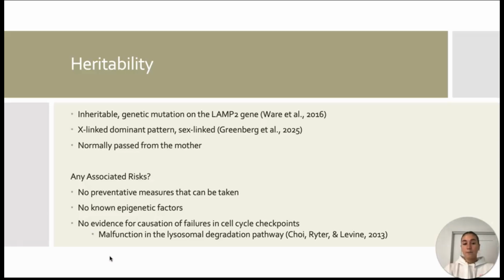So, are there any associated risks? Basically, are there severe epigenetic factors that you can avoid? And unfortunately, there's no preventative measures that can be taken. So when a mom finds out that she has this disorder and she has kids or wants to have kids, there's no way for her to prevent herself from passing those on. There's nothing that she can do for herself.